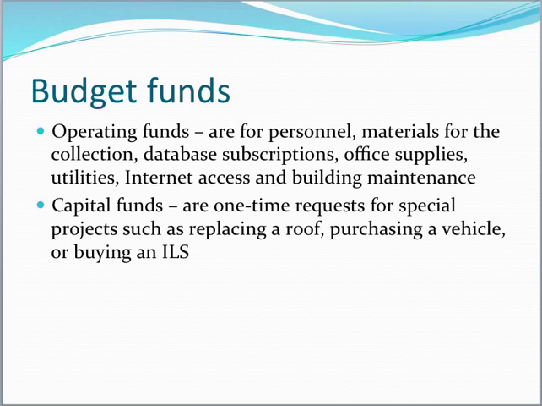In other words, those are funds we pay monthly or yearly, and we always have to pay them because these are for services and supplies and personnel that work at the library. The other type of budget is the capital funds, and these are a one time request for special projects such as replacing a roof, purchasing a vehicle, and of course buying and implementing an ILS.